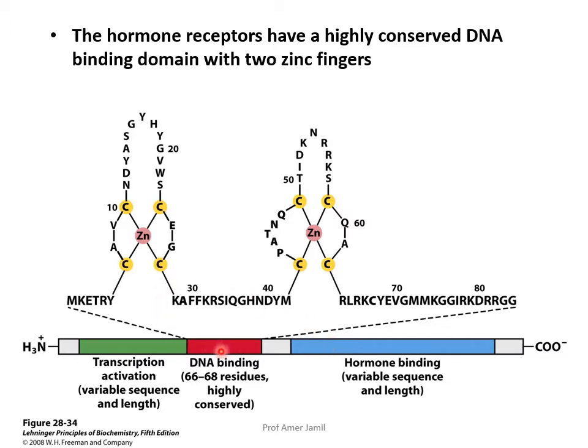And this hormone receptor has a highly conserved DNA binding domain with 2 zinc fingers. These are the 2 zinc fingers in which zinc is present inside. So these are the transcription factors, and this zinc is coordinated with cysteines.